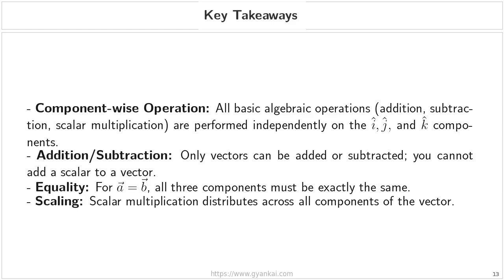Finally, regarding scaling, when we perform scalar multiplication, the scalar distributes itself across every single component of the vector. As we saw in our calculation with -3, the scalar multiplies the i, the j, and the k components individually. Keep these points in mind as we move into our next slide, where I will highlight some common pitfalls and mistakes to avoid during your exams.